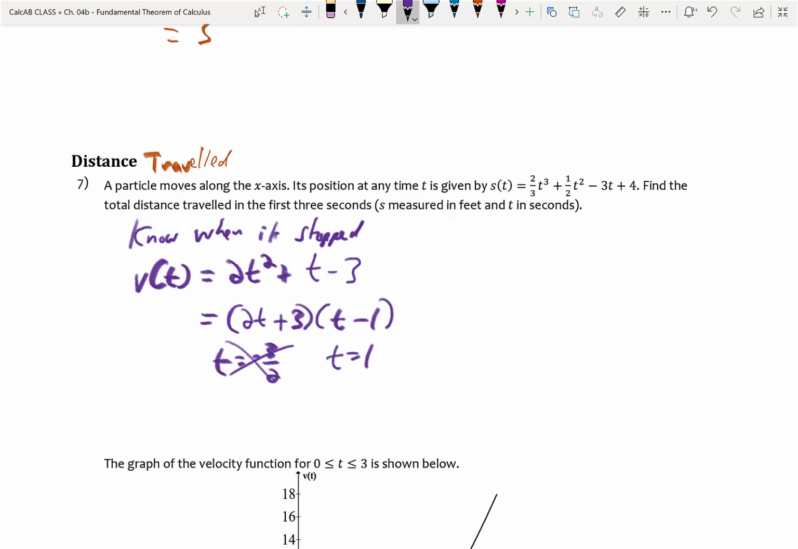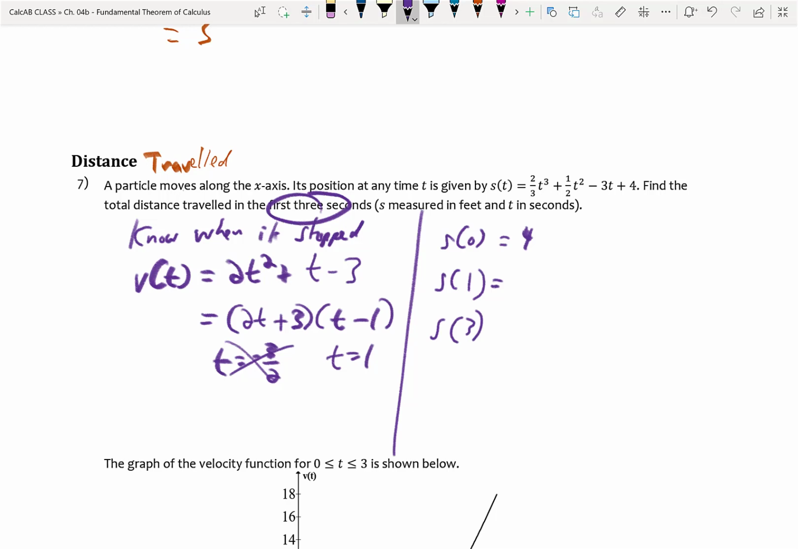And it wants to know in the first 3 seconds. So given that it wants the first 3 seconds, and I know that it stopped at t equals 1, I now need to know the position at 3 places. What are they? S of 0, S of 1 and S of 3. Well, S of 0 is easy. S of 1 is easier.